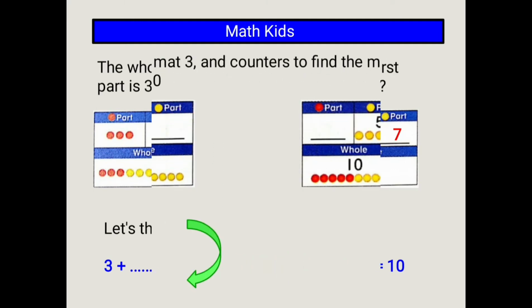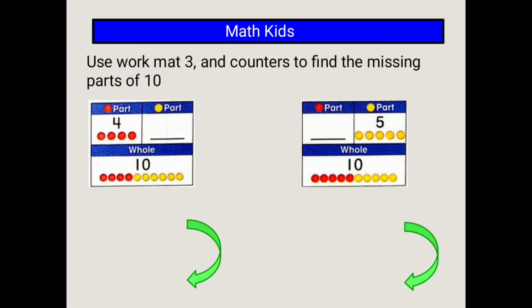Okay, next example. Use work mat 3 and counters to find missing parts of 10. In the first picture, we have the two parts and we have the whole number. The first part, we have 4 red counters. At the second part, which is the yellow part, we don't know the number, but we know that the whole number we have is 10 counters. So, how can we get the second part? How can we get the yellow part?